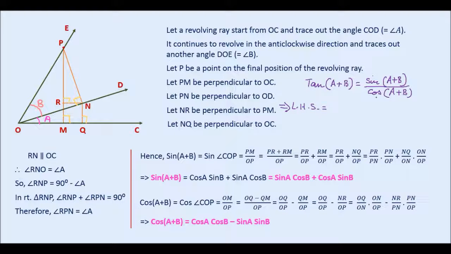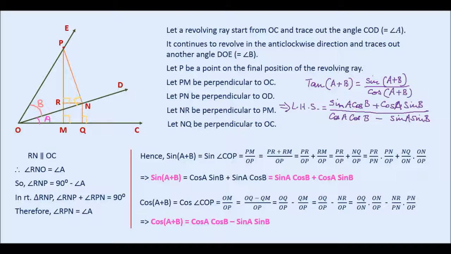is equal to, we are just writing the expressions for these two trigonometric ratios: sin A cos B plus cos A sin B, divided by cos A cos B minus sin A sin B.